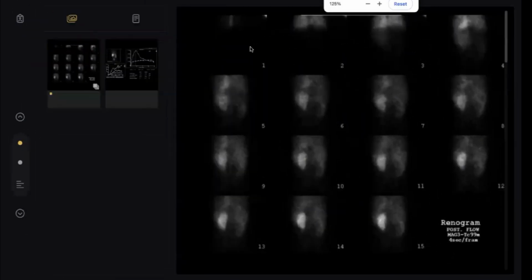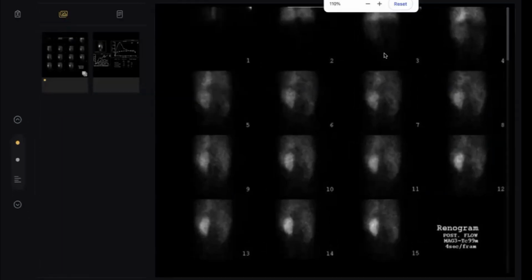I am looking for the urinary bladder. I need to see the renogram curves also, because only the kidneys are seen in these images. Is this scrollable? I think this is a scrollable image. One second, I'm waiting for you.